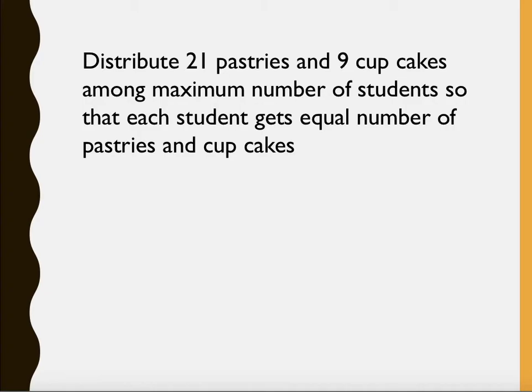Let's go over an example so things will become more clear. We want to distribute 21 pastries and 9 cupcakes amongst the maximum number of students. However, we don't know what this maximum number is. We have to distribute such that each student gets an equal number of pastries and cupcakes.